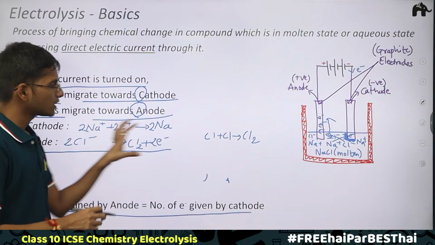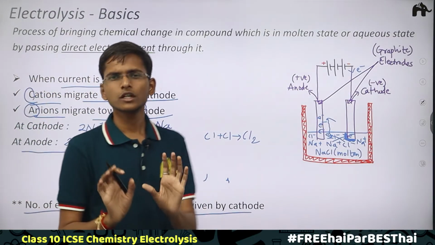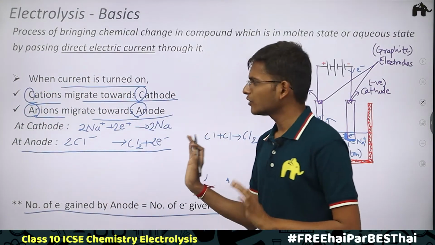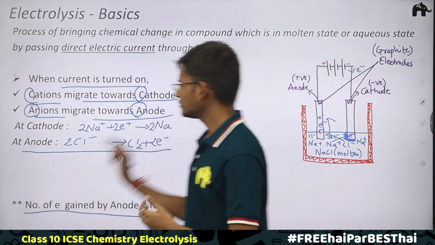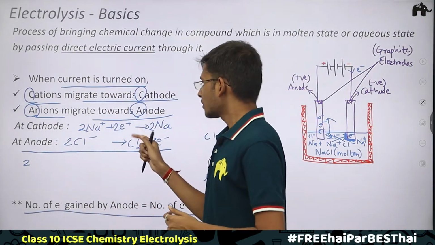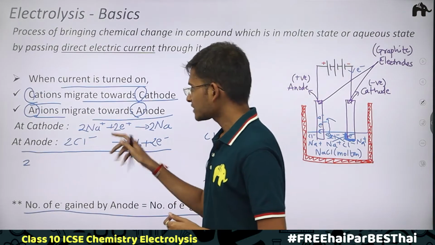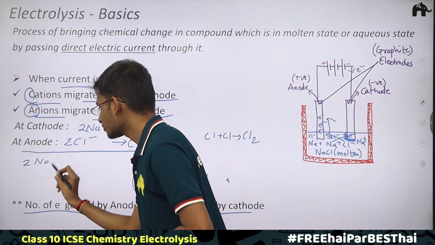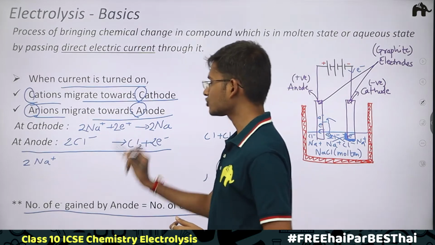Now we would write the net reaction. Writing a net reaction is very, very simple. What you have to do is simply write the reactants. In both the reactions, just write the reactants all together: 2 Na plus, 2 electrons.